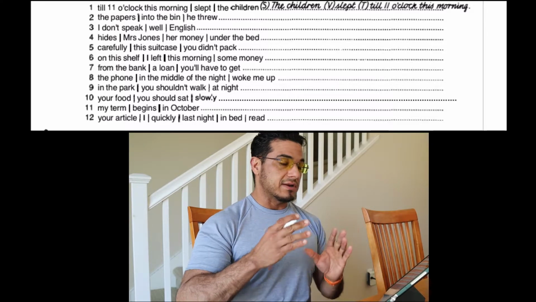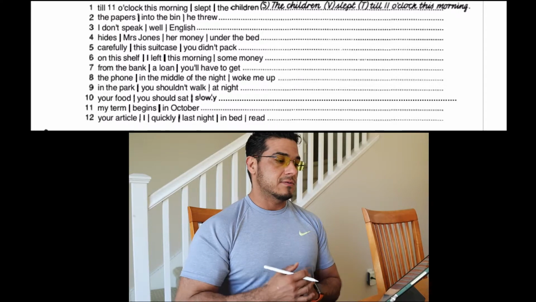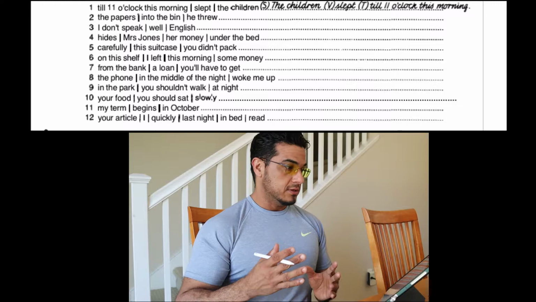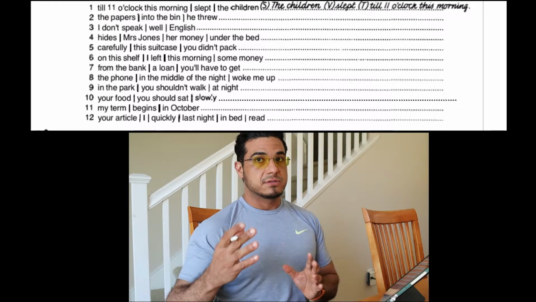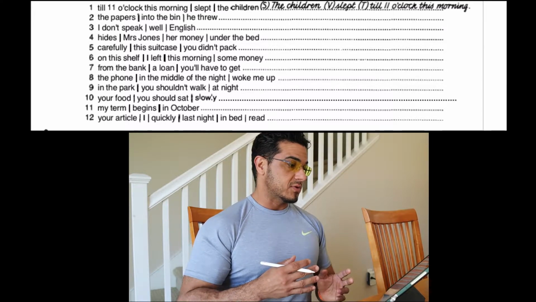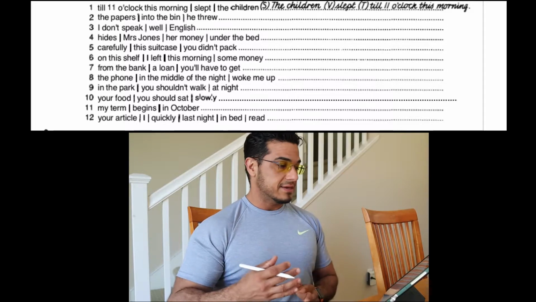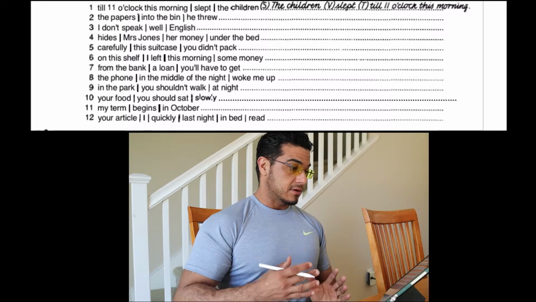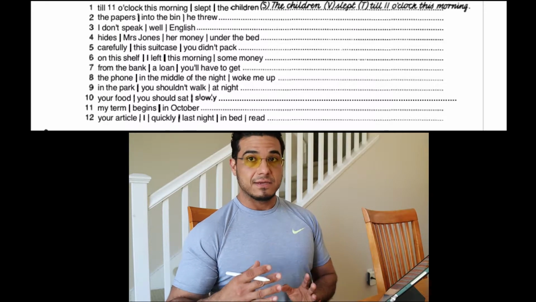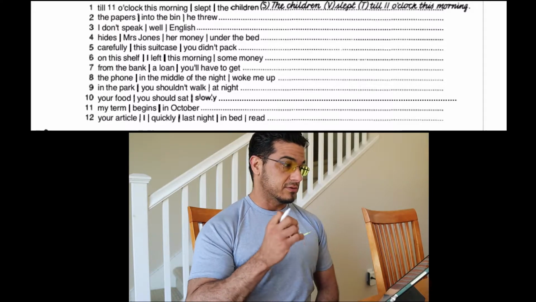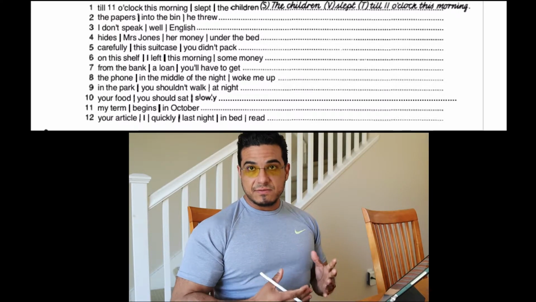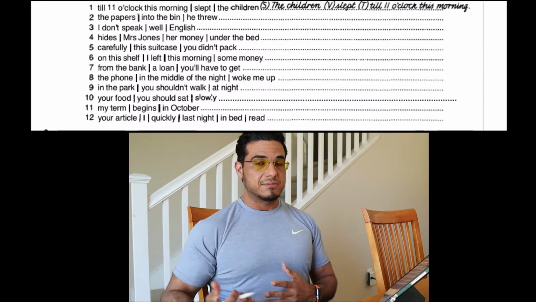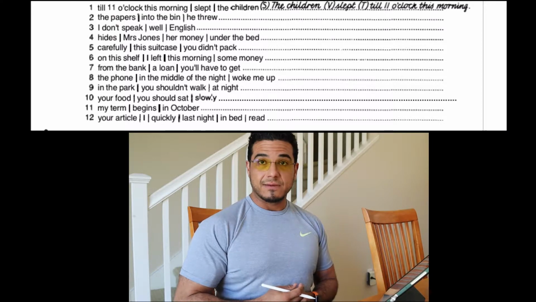So let me reread number 9. So in the park, you shouldn't walk at night. And I'm sorry, number 10 is your food, you should sat. Slowly. Number 11, my term begins in October. And then number 12, your article, quickly, last night, in bed, read. And I should also include that I. Go ahead and pause the video, reorder them, identify them as well. So go ahead and label them, the subject, a verb, an object, and so on. And then resume when you're ready.